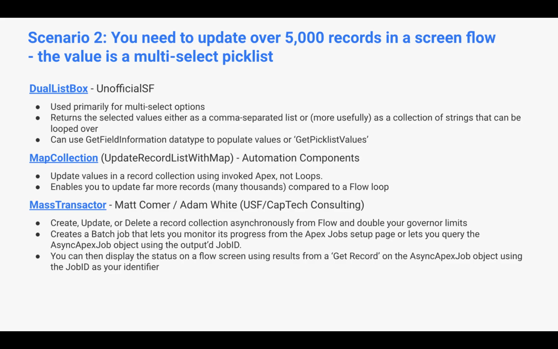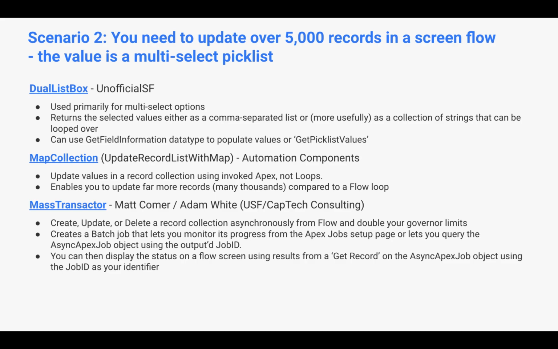But the big thing here is that it addresses that scenario. Actually, it addresses two different scenarios, not just one. It also shows off asynchronous processing using that MassTransactor action. It basically lets you create, update, or delete a record collection asynchronously from flow. And you can specify your batch size, you can get the outputted job ID, and then from there you can do a get on that job ID to get the status of it and then show it on screen, which is what I'll be showing off in a moment.